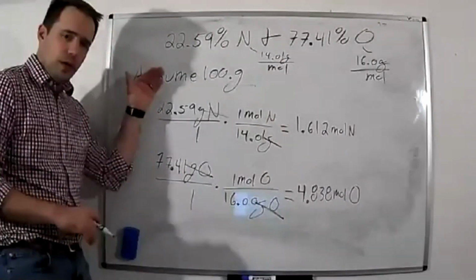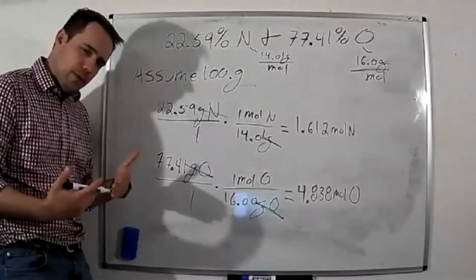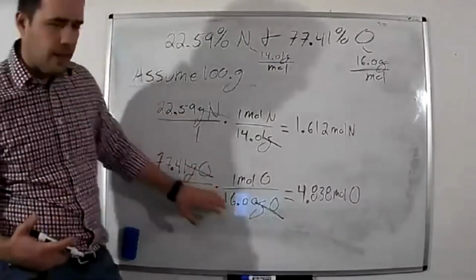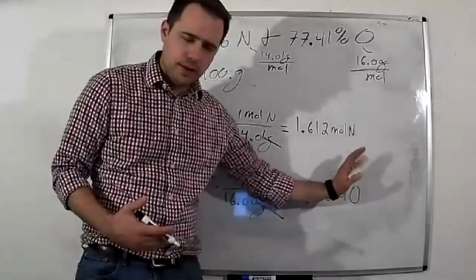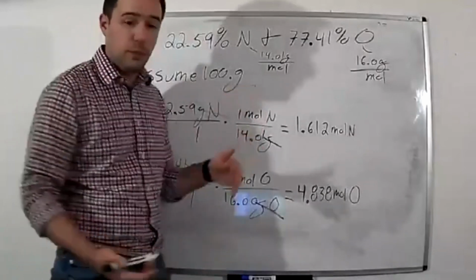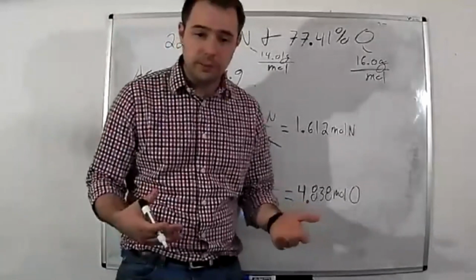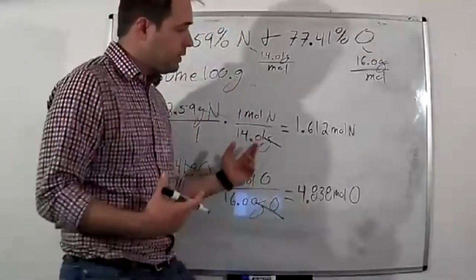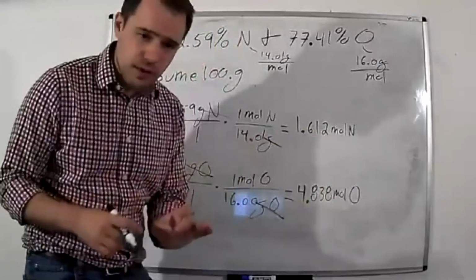First steps, assume 100 grams. I can't compare things until they're in moles. Divide each atom's mass by its atomic mass to turn it into moles. And now I can compare them. How do we compare them? It's very simple. Divide each one by the smallest number of moles.